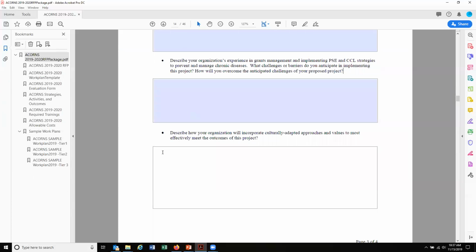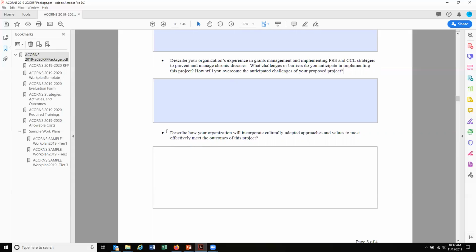And then finally, with organizational capacity, describe how your organization will incorporate culturally adapted approaches and values to most effectively meet the outcomes of this project. This project and the funding is specifically coming from CDC in order to improve and impact tribal communities. There is a large focus on having the strategies and the activities that are implemented done in a culturally tailored way, in a way that truly meets the needs of your community members.